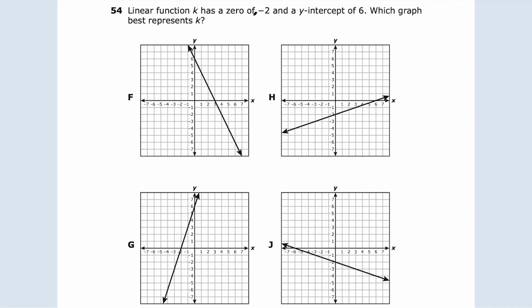Question 54, our last question. We have a linear function k. It has a 0 of -2 and a y-intercept of 6. Which graph best represents k? Now just know a 0 of -2 has the same meaning as an x-intercept of -2. So we need something that crosses the x-axis at -2. And I can see right away, this has an x-intercept of 3, not -2. So F is out. This one has an x-intercept of 6. So this one is also out.